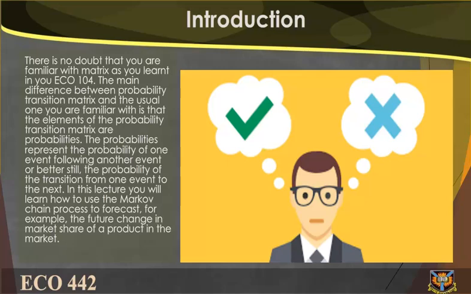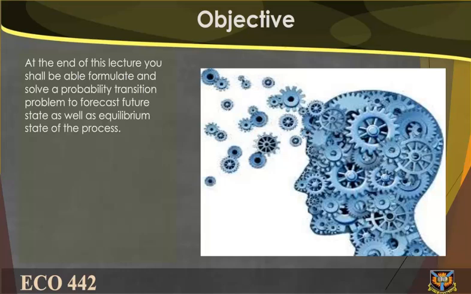The probabilities represent the probability of one event following another event, or better still, the probability of the transition from one event to the next. In this lecture, you will learn how to use the Markov chain process to forecast, for example, the future change in market share of a product in the market. Objective. At the end of this lecture, you shall be able to formulate and solve a probability transition problem to forecast future states as well as the equilibrium state of the process.